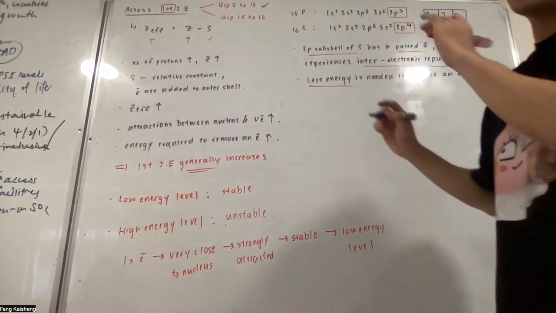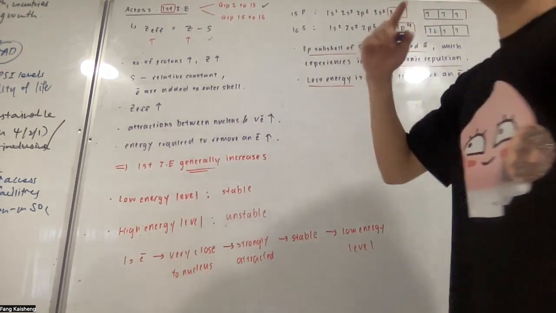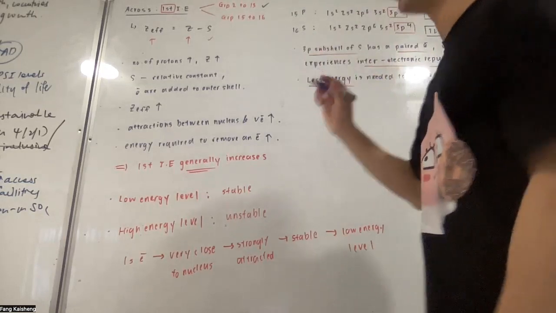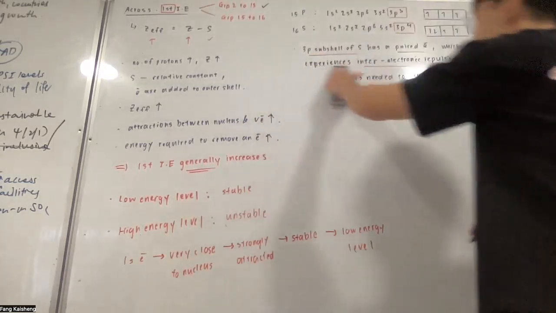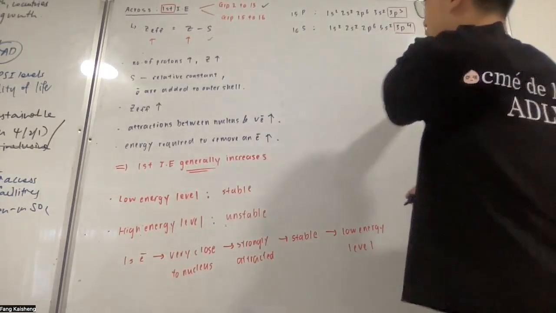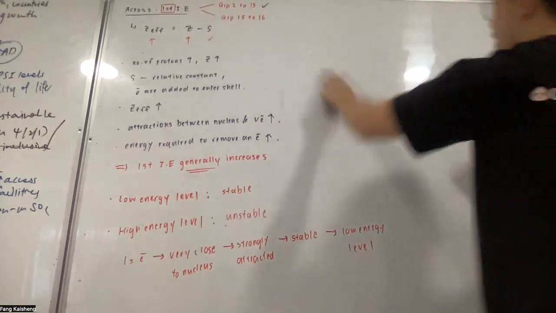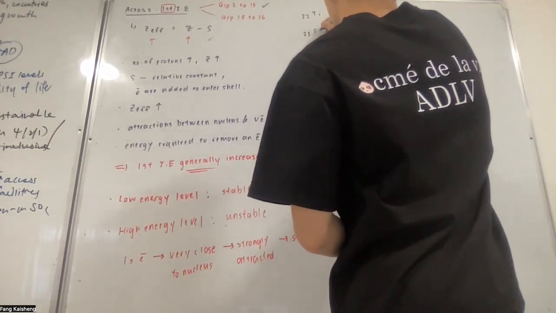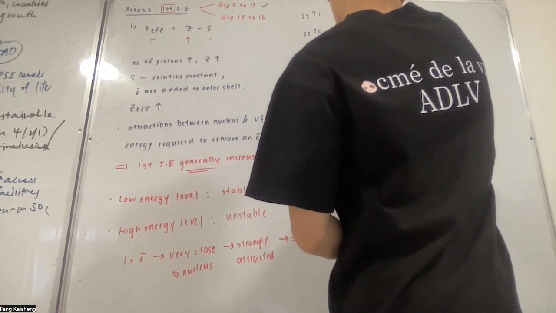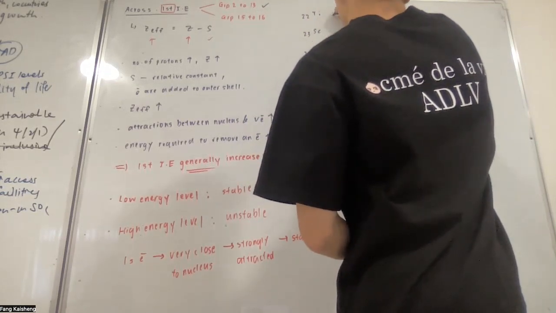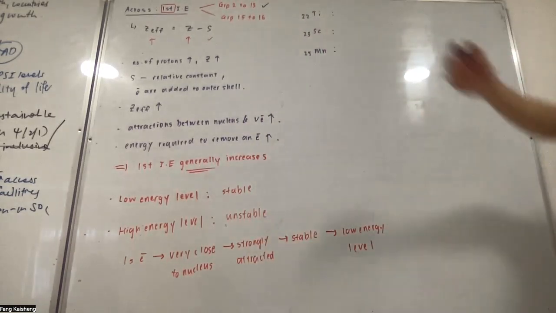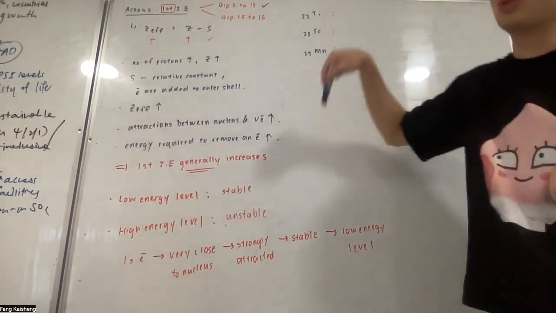Actually, before we do anything else, I want you guys to practice writing a few configurations for transition metals. It's relevant in our explanation. Write down titanium, scandium, and manganese. We are going across the period here: 22, 23, 25.